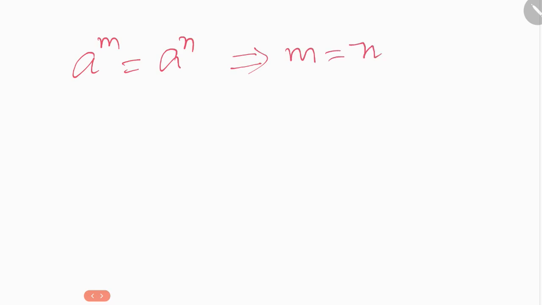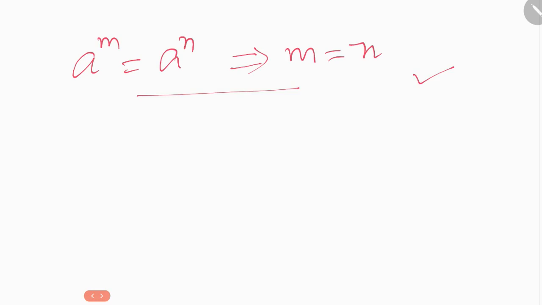Finally, one more law is there. This is also a very important law. When a power m is equal to a power n, at this time m is equal to n. That is, if two exponential forms are equal and their bases are also equal, then their powers are equal. So this is a very important law we can use for simplifying some kinds of problems.